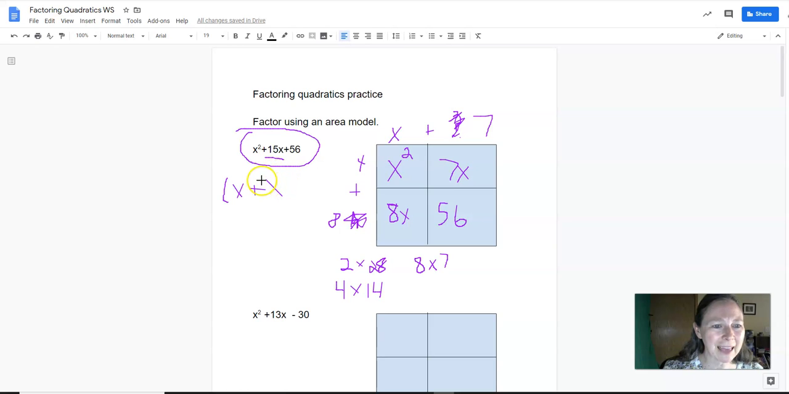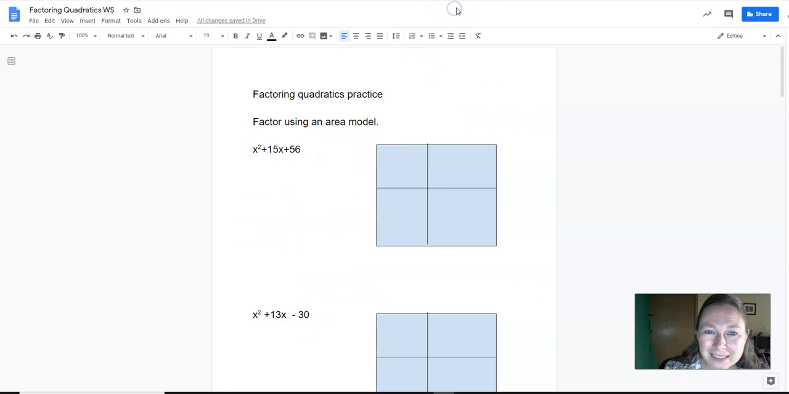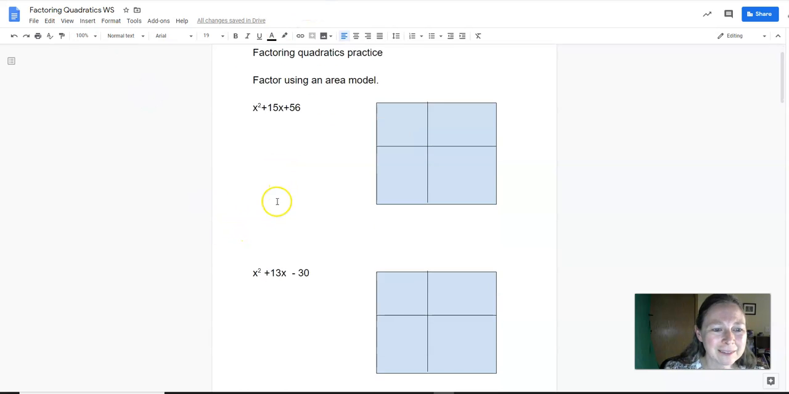It's a little bit of lag here. x plus 7, there we go, and parentheses, and then x plus 8. All right, sorry about the bad handwriting, but there you go. That's what that factors out to. I'm going to go on to the next problem. So let's erase what we have here, and then scroll down.